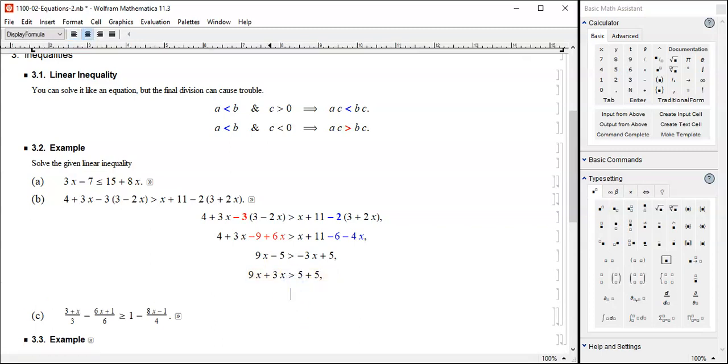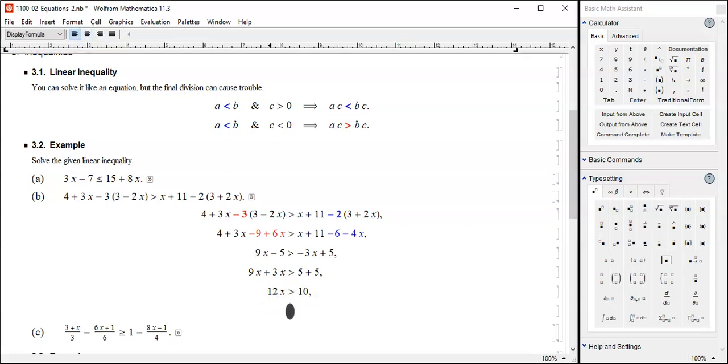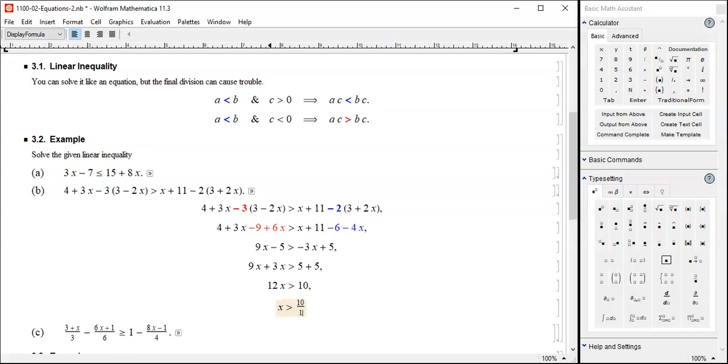okay, one more. 12x is greater than 10, and thus I'm getting the answer. x is greater than 10/12, which is equivalent to 5/6.